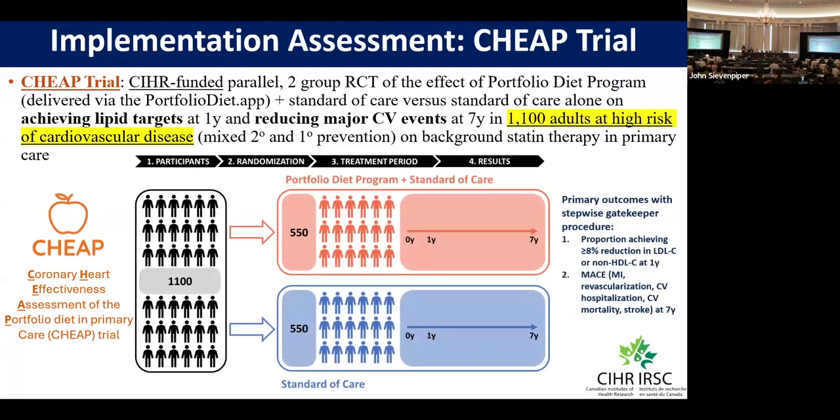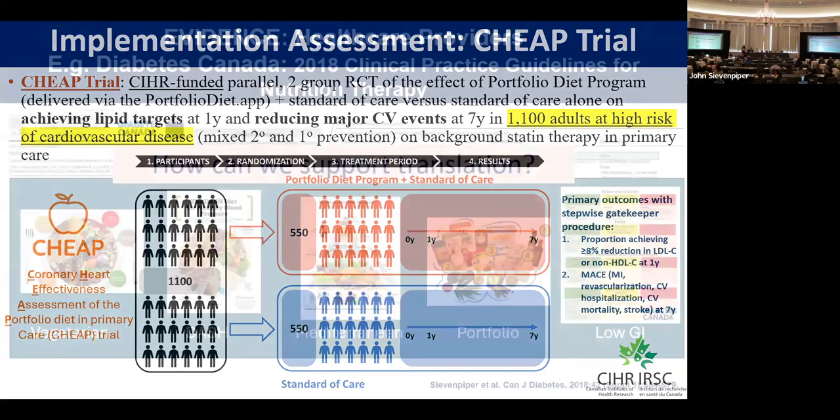So the CHEAP trial is a CIHR-funded study that will look at the effect of the portfolio diet program added to standard of care versus standard of care alone. First looking at achieving lipid targets at 1 year, and then going out to 7 years to look at major cardiovascular events. And this will be in 1,100 adults at high risk of cardiovascular disease through primary care. And this study is currently underway.